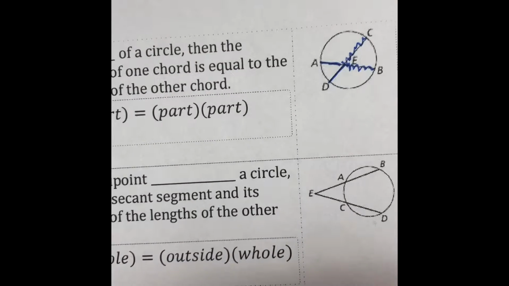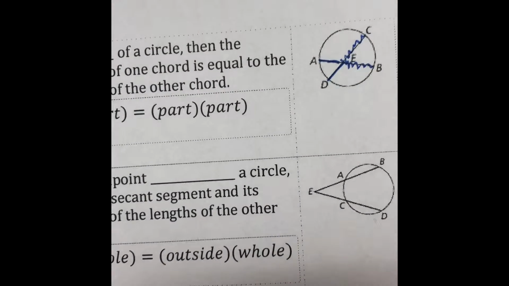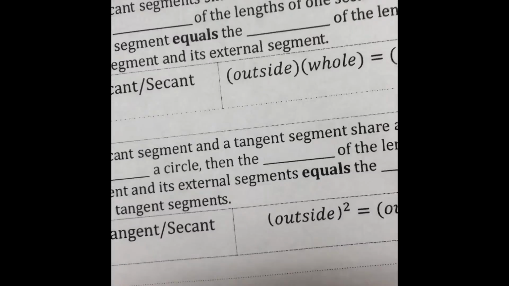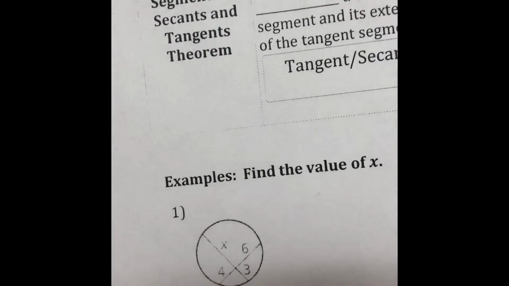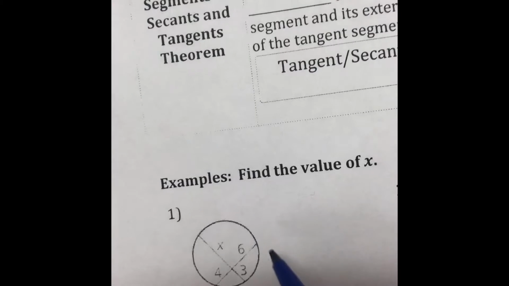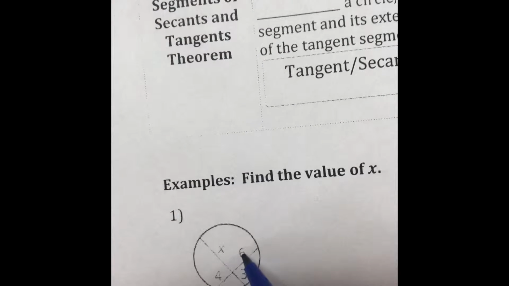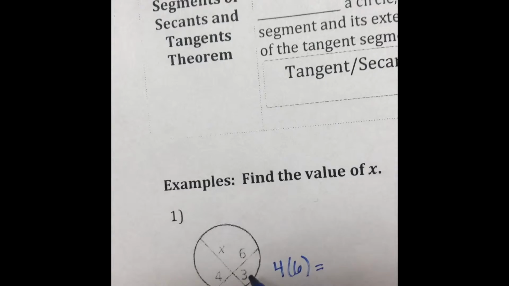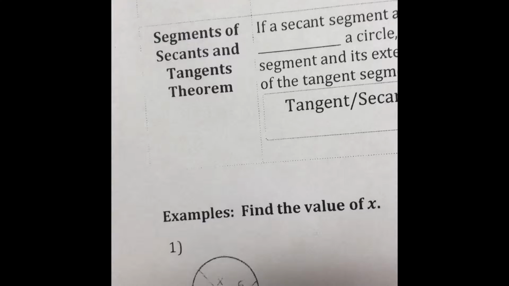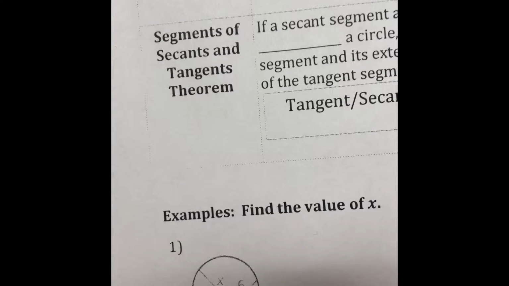You'll have those filled out notes that you're going to copy over. You'll actually be getting some points for doing that. If you look at your first example, and you can follow this on the filled out one as well, you'll take 4 times 6, so the two numbers that are on the same chord, and set those equal to x times 3. That's going to give you 24 equals 3x, and that's how x is equal to 8.